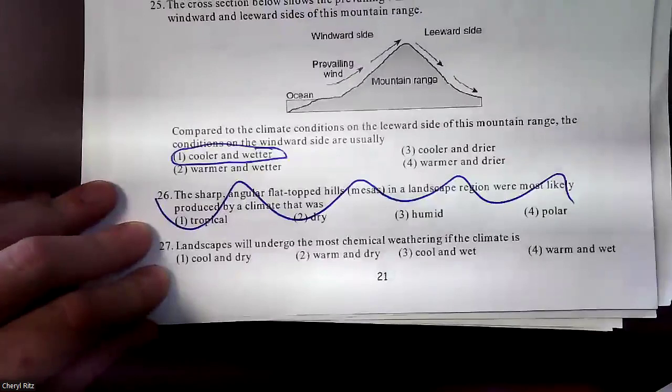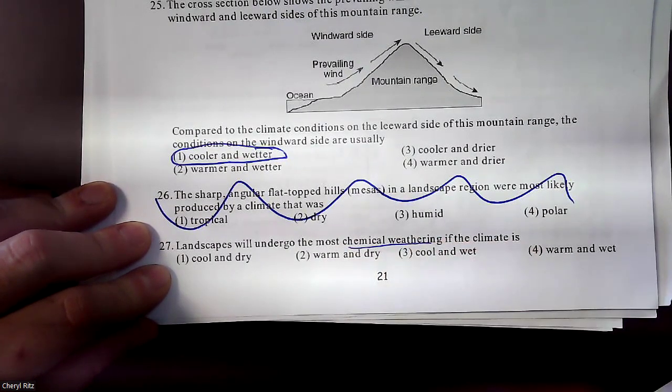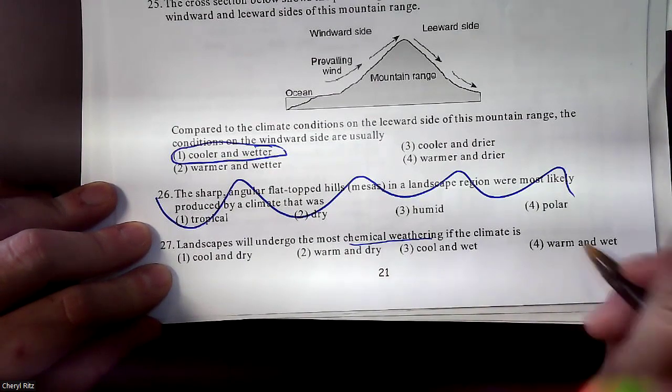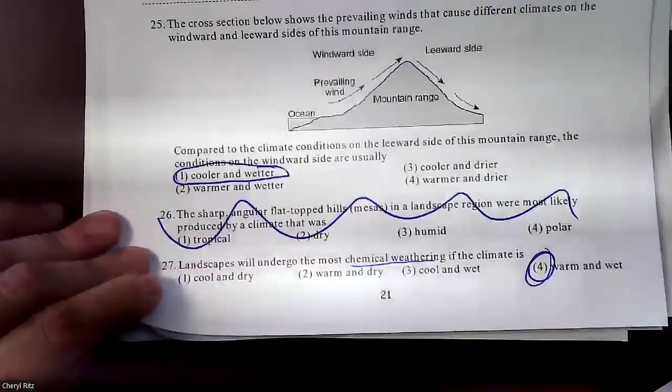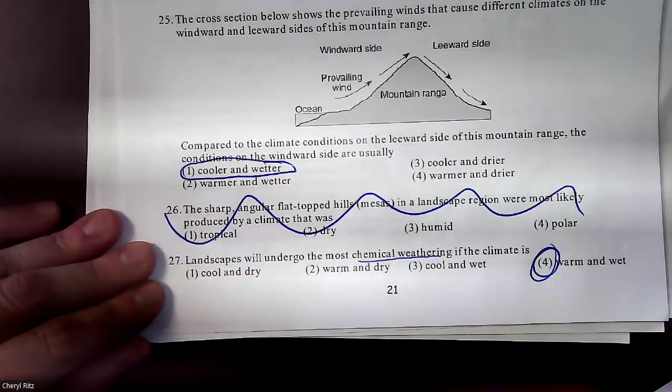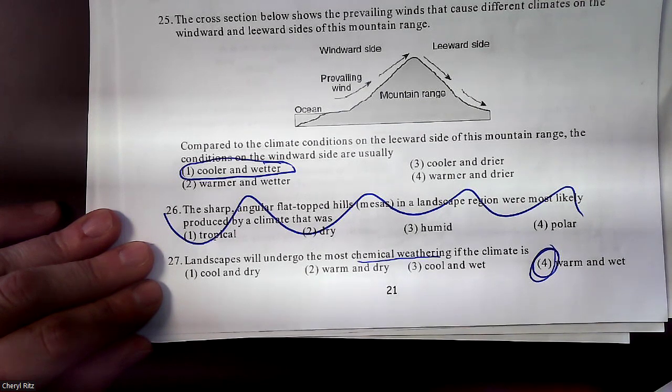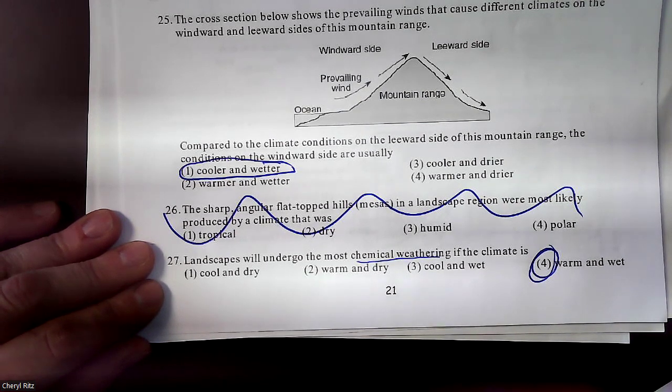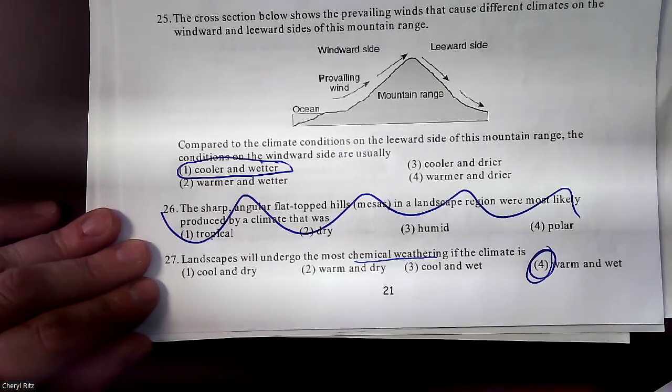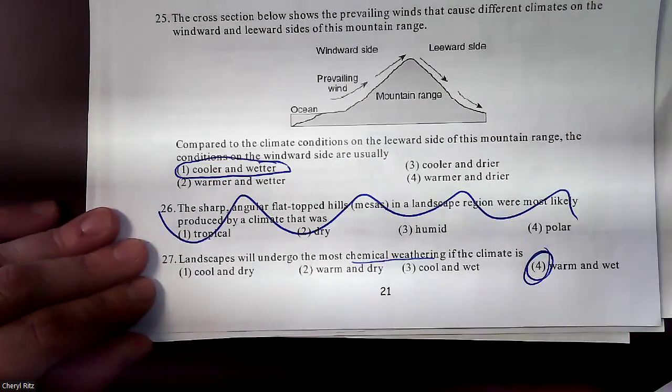Skip 26 and 27, landscape regions that will undergo the best chemical weathering. Who remembers that review? It is for warm and wet. I think it's two. I'm not positive, to be honest. I can Google it. I'm not actually sure what a mesa or a flat is. The only reason I said tropical is because those are out west, so it's going to be dry. Answer two.